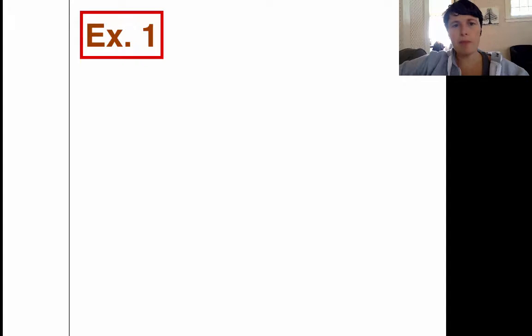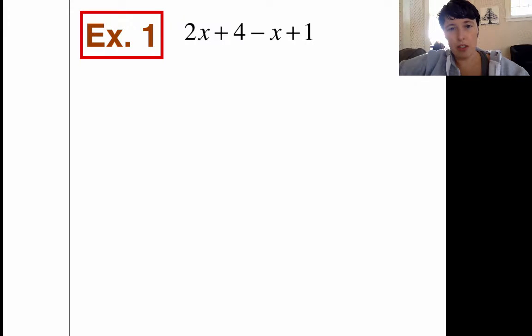Let's do an example. So here's our first example, example 1. We're going to write down a problem, and it's 2x plus 4 minus x plus 1. Now we're not going to solve for x yet because 1, we don't have an equal sign, and 2, we just don't have enough information to do any solving. But we can do some other things.